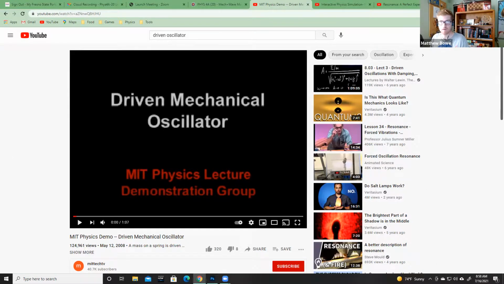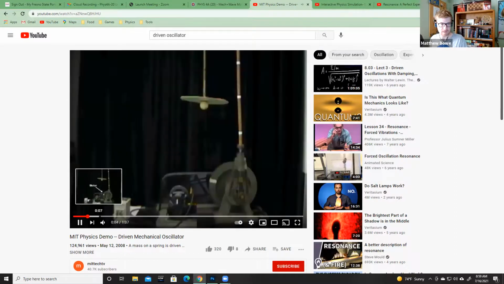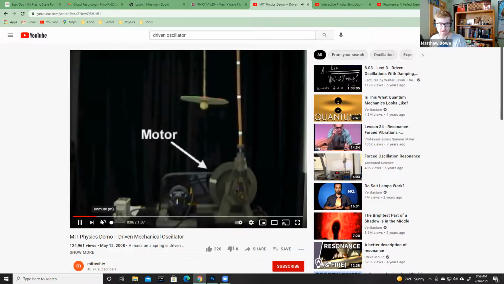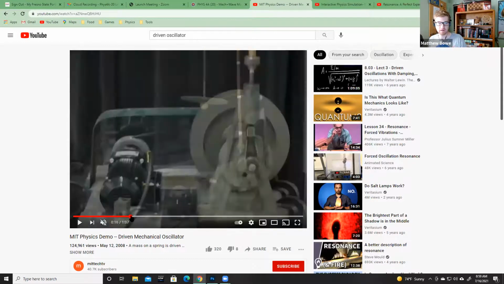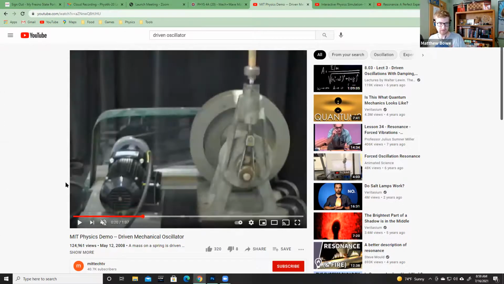Okay. So we have this driven mechanical oscillator. I'm not going to play the whole video, but there is a motor that is attached to this mass on a spring. So the motor is going to rotate, and this pole is going up, and at the top there's like a pulley that has a spring attached to this ball and level. Let's go here. Okay.